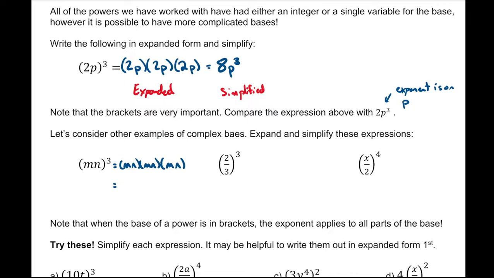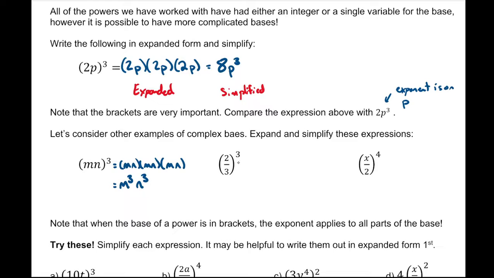M times M times M. So a variable multiplied by itself 3 times is M cubed. And then N times N times N is N cubed. Same idea. We're putting our M's together and we're putting our N's together. We're not adding or subtracting them, so we're not collecting like terms. So it's not 3M and 3N, we're multiplying. So that changes the exponent.